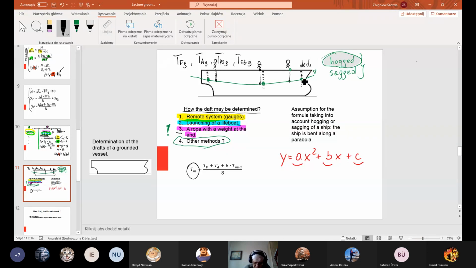If we measured forward, midship and aft drafts, and if we assume that the ship is bent along a parabola, this is important here, the ship is bent along a parabola. So my green line on the upper picture is a parabola. The formula for the parabola is like that. If you know the forward, midship and aft drafts, you can determine the coefficients A, B, and C.